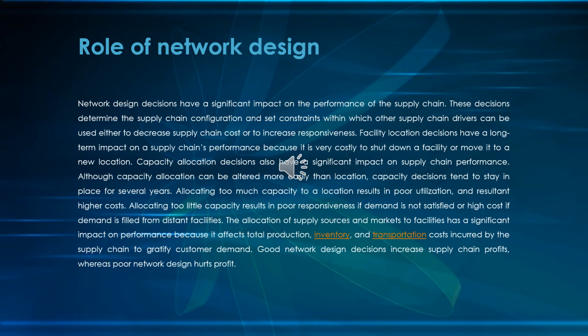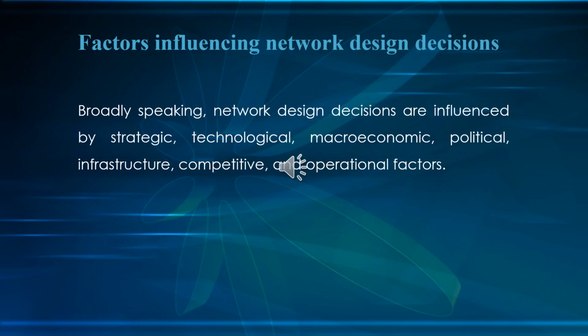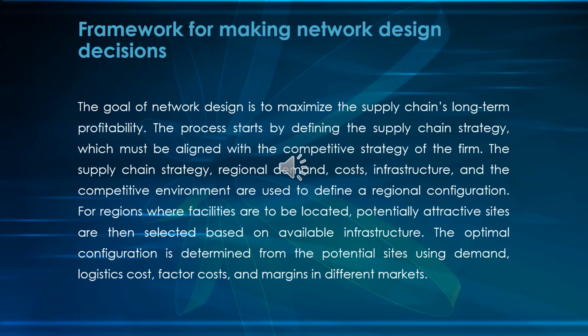The allocation of supply sources and markets to facilities has a significant impact on performance because it affects total production, inventory, and transportation costs incurred by the supply chain to gratify customer demand. Good network design decisions increase supply chain profits, whereas poor network design hurts profit. Broadly speaking, network design decisions are influenced by strategic, technological, macroeconomic, political, infrastructure, competitive, and operational factors. The goal of network design is to maximize the supply chain's long-term profitability.